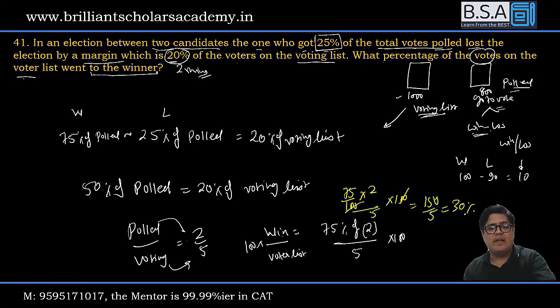I don't think there can be any doubts in this. The only thing we had to observe was how to connect polled votes with the voting list. That was the only thing we had to take care of. Comment done. We can go to the next problem.